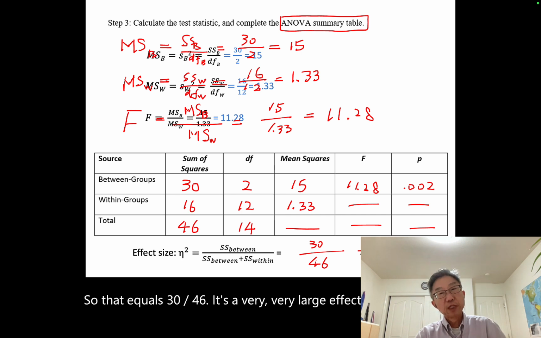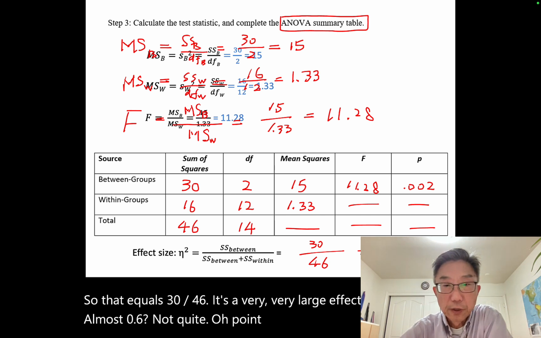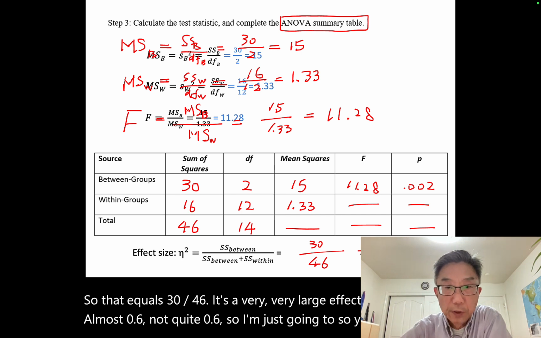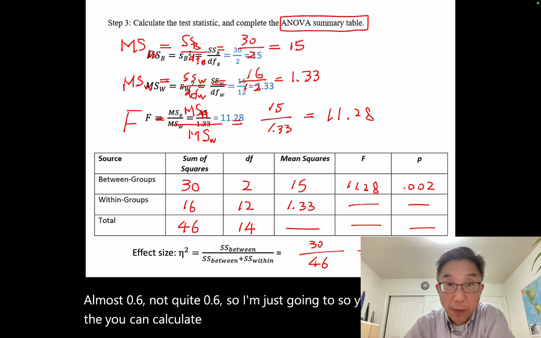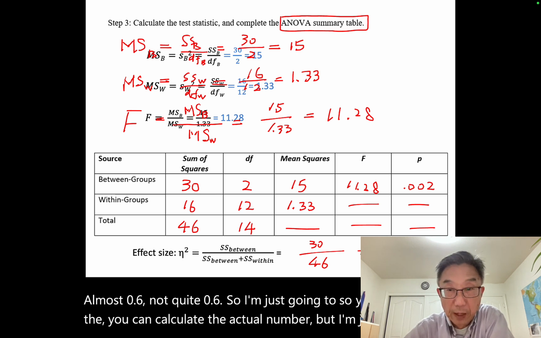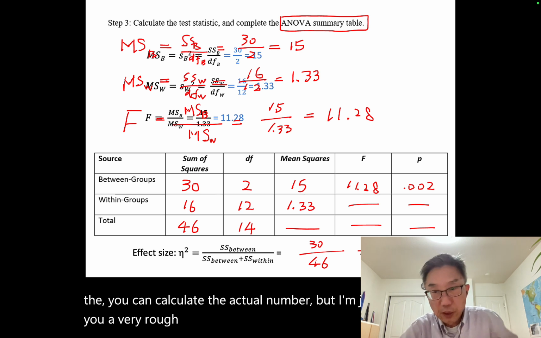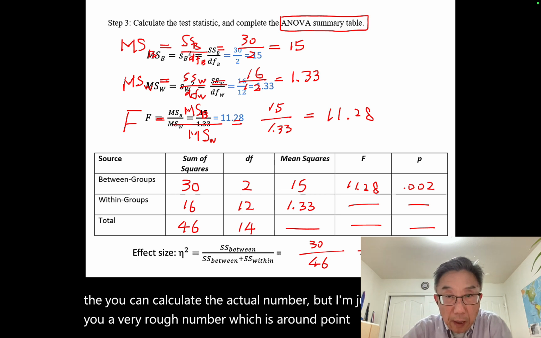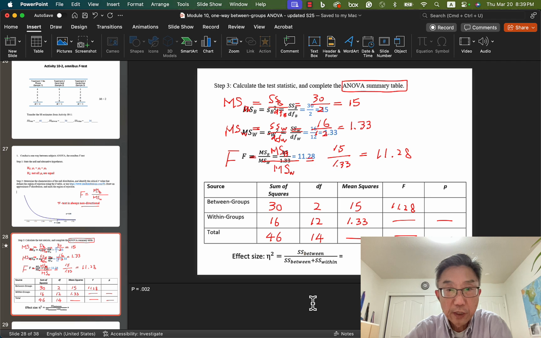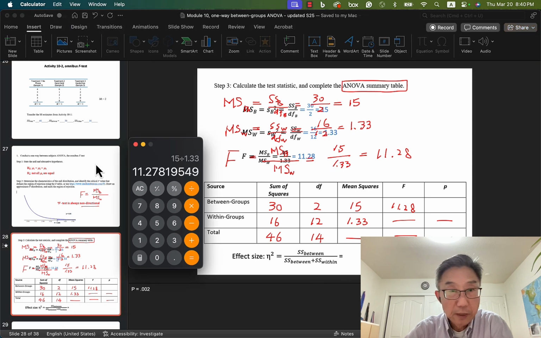It's almost 0.6, not quite 0.6. You can calculate the actual number, but I'm just going to give you a very rough number, which is around 0.6. Let's do the calculation. So 30 divided by 46.